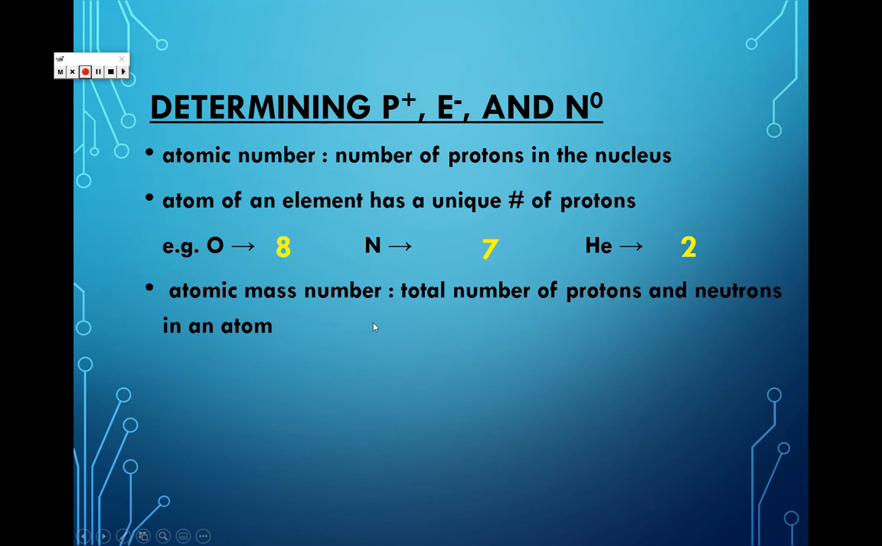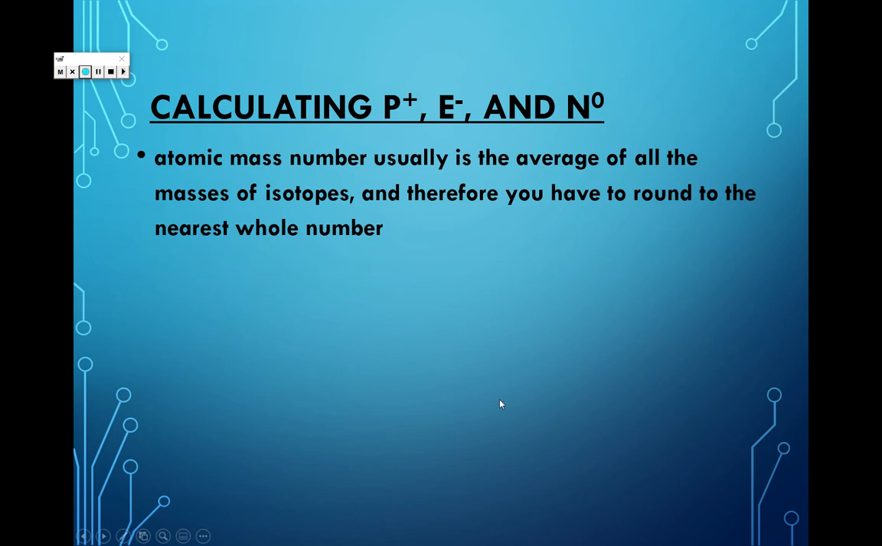The atomic mass number is the total number of protons and neutrons in an atom. So today, if you're filling in the chart and you're looking for the number of neutrons, you do need to round the atomic mass, okay? So you're not going to do, for hydrogen, for example, 1.008, you would just use 1, okay? So the atomic mass number, again, is an average. You have to round it.